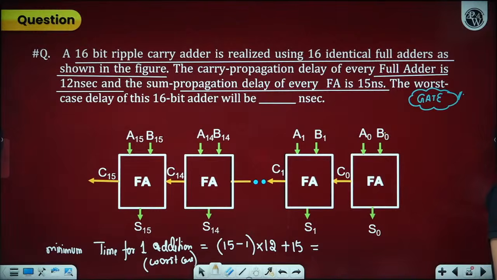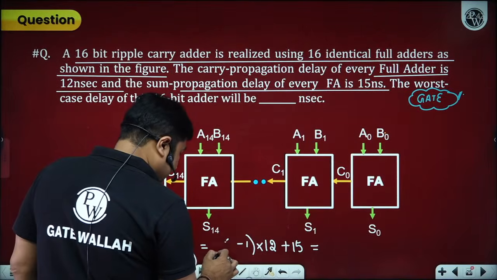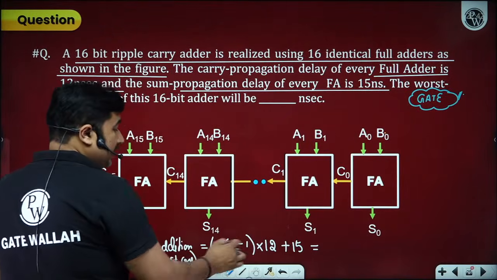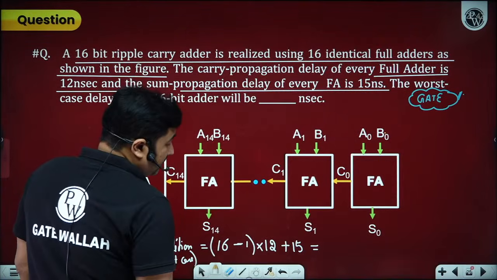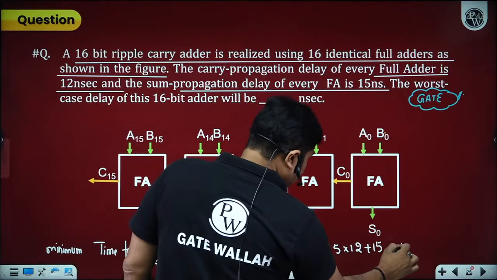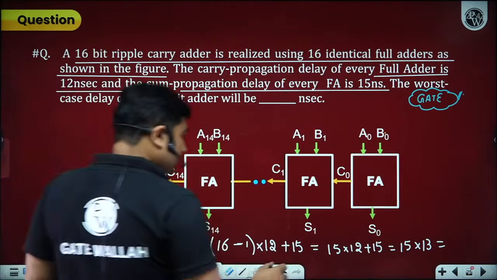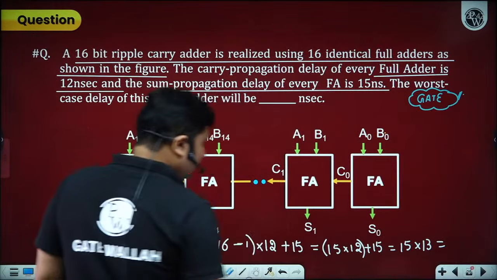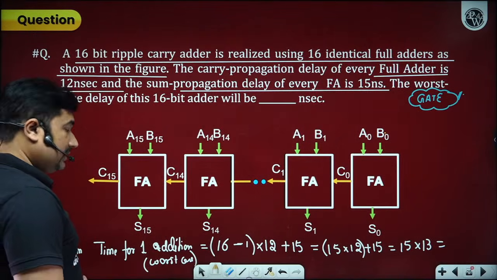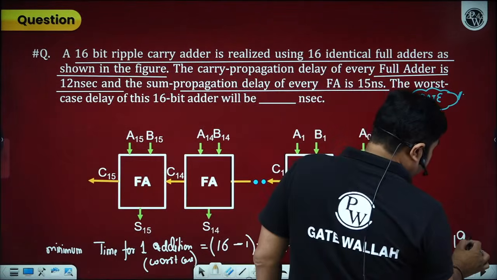Please let me know by writing in the comment section. We have a 16-bit full adder, so n minus 1 into 12 plus 15. So this will become 15 into 12 plus 15, or you can just write 15 into 13, because if we take 15 common, then it is 15 into 13. So 15 into 13 means 195. It would take 195 nanoseconds.